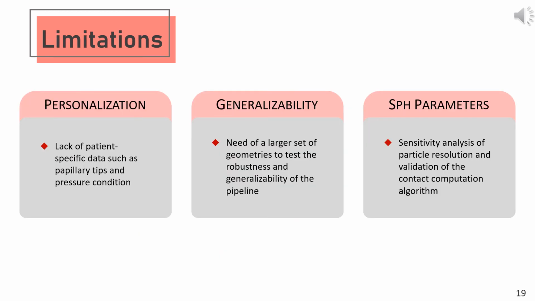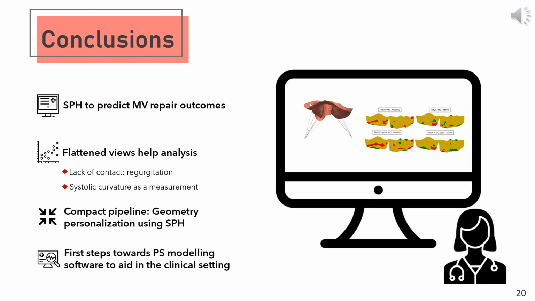This project is not without its limitations. There is the need for a better personalization of the simulation, as well as a bigger study of the generalizability of the pipeline proposed in this work, together with the sensitivity analysis of the parameters used in the SPH simulation. Overall, this project shows the potential that SPH has to model and predict the dynamics of the mitral valve and the repair outcomes. Furthermore, the flattened visualization has proven to be an extremely valuable asset.